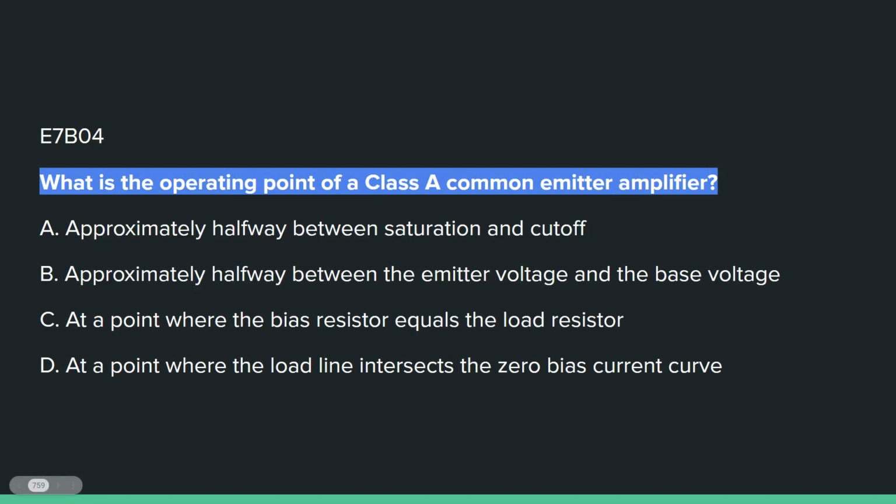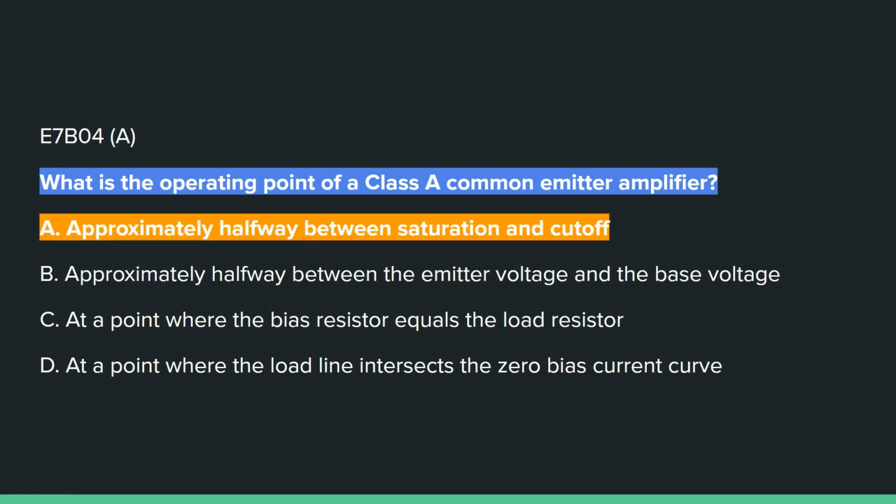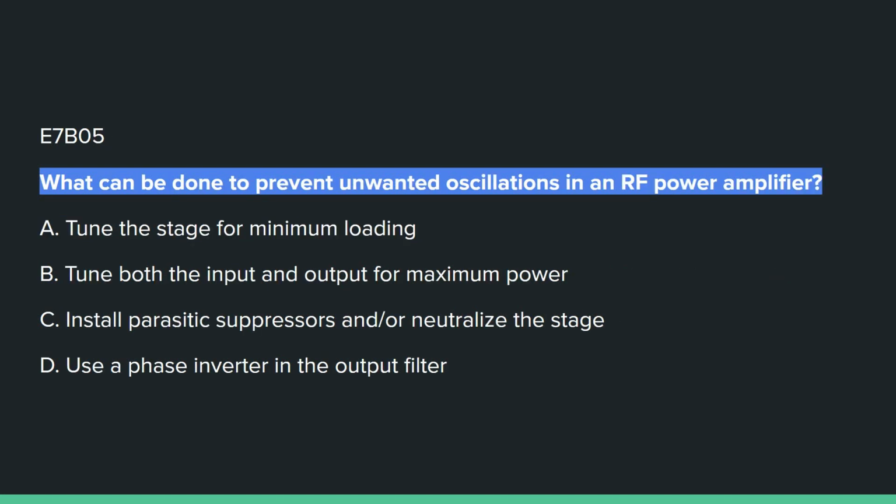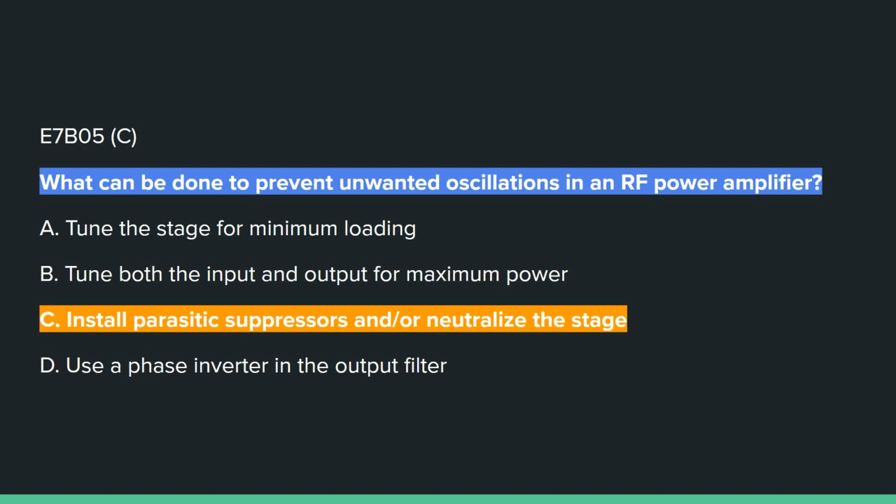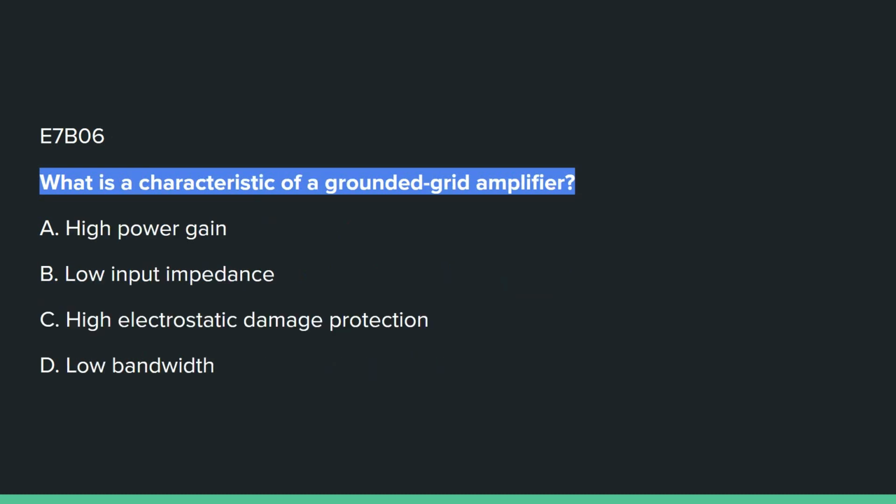E7B04, what is the operating point of a Class A common emitter amplifier? A, approximately halfway between saturation and cutoff. E7B05, what can be done to prevent unwanted oscillations in an RF power amplifier? C, install parasitic suppressors and or neutralize the stage.